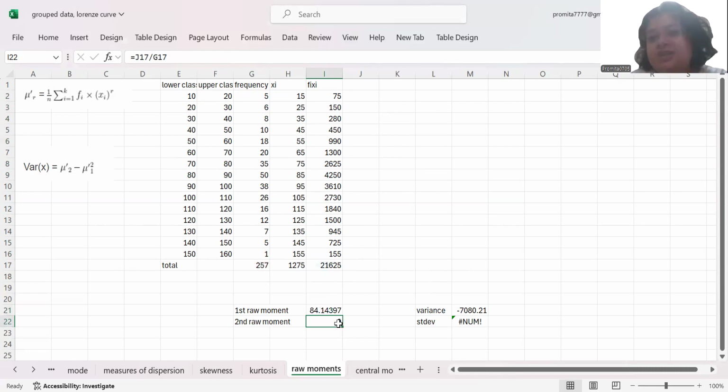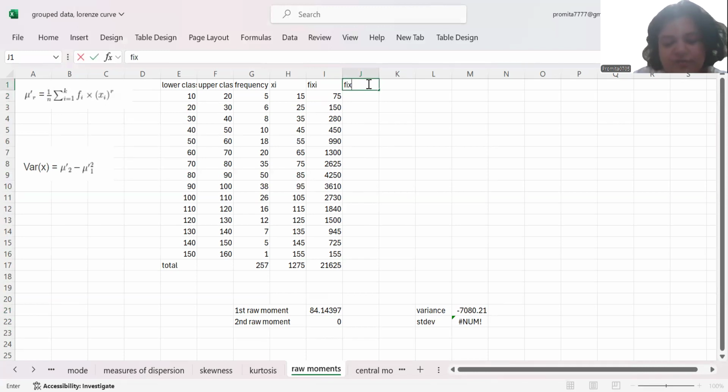We know that the first raw moment is nothing but the mean. For this data, we have already calculated the mean, which was 84.14397. And the first raw moment is matching with that. So we should be confident about our calculation. Next, we'll calculate the second raw moment.